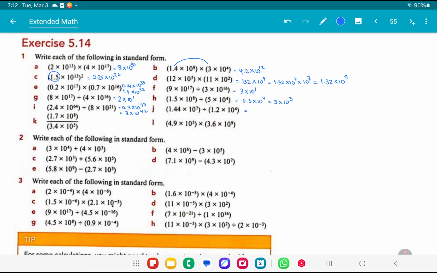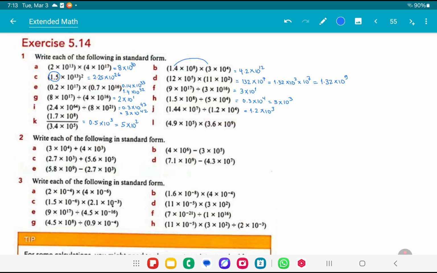Next, 1.44 divided by 1.2 equal to 1.2 times 10 raised to the power of 7 minus 4 equal to 3. And next, 1.7 divided by 3.4, 0.5 times 10 raised to the power of 8 minus 5 equal to 3, and we change to 5 times 10 raised to the power of 2.